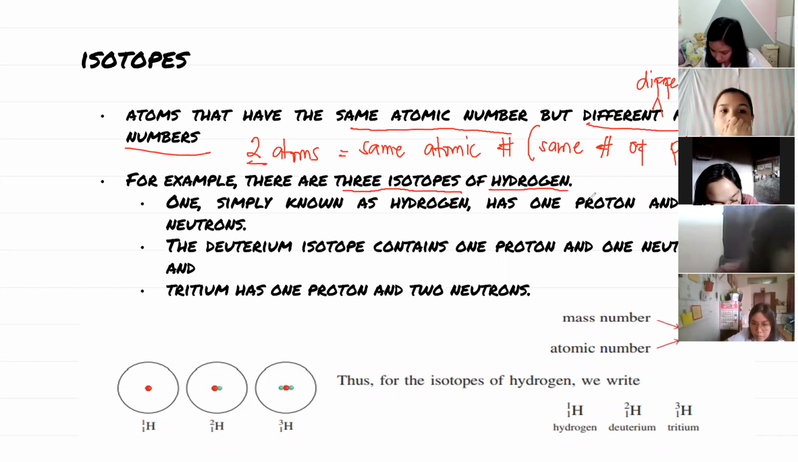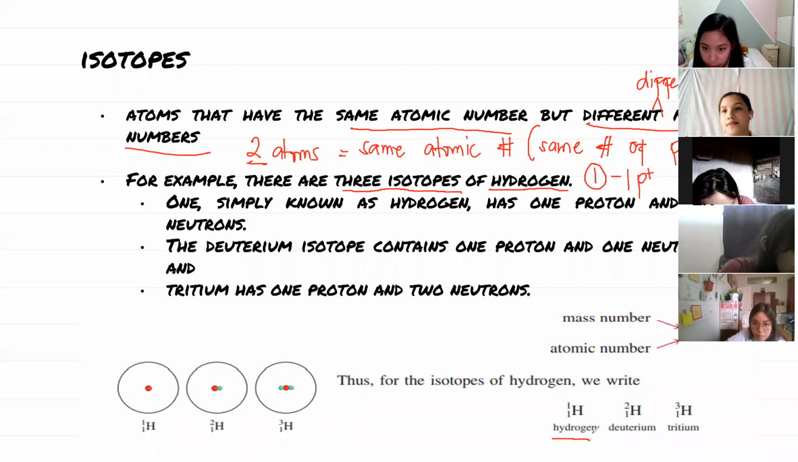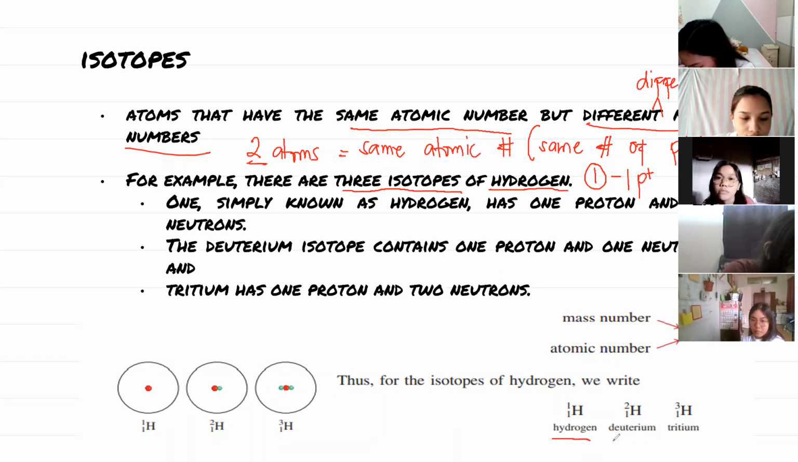Meaning, they are all hydrogen. So they all have the same atomic number, which is 1, and that means they have 1 proton also. Okay? So what are they? We have here, take note below, the hydrogen. That is the most abundant isotope of hydrogen, hydrogen itself. Its atomic number is 1, and its mass number is 1.